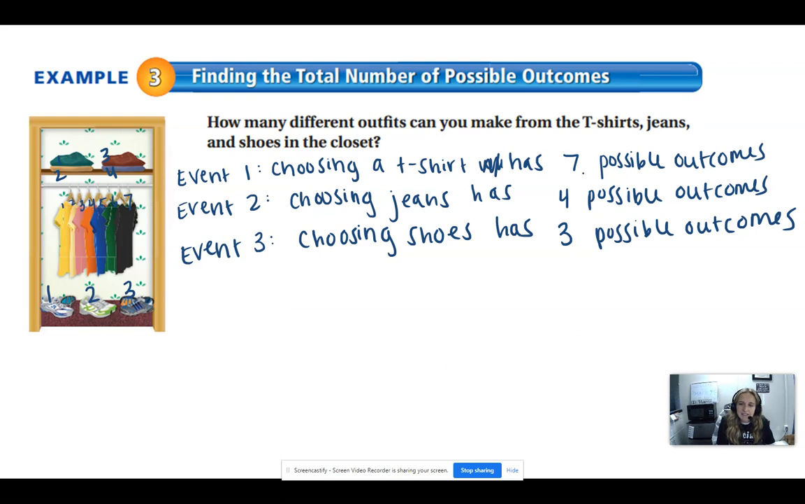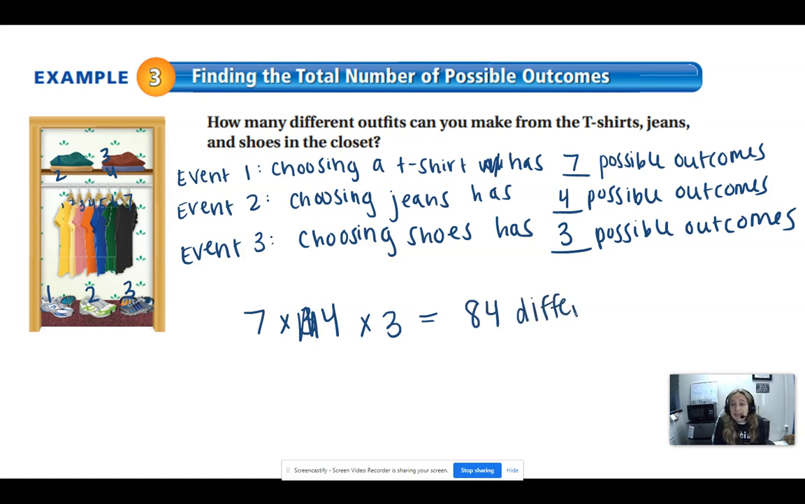That says you take the possible outcomes of each of these events and multiply them together. Since we have 3 events, we multiply 7, because there are 7 possible outcomes for event 1, times 4, because there are 4 possible outcomes for event 2, times 3, because there are 3 possible outcomes for event 3. If I multiply those together, I get 84. That means there are 84 different outfits you could create from this closet. That's kind of a lot of outfits. Okay, make sure you got this down, and then we're going to move on to the next one.